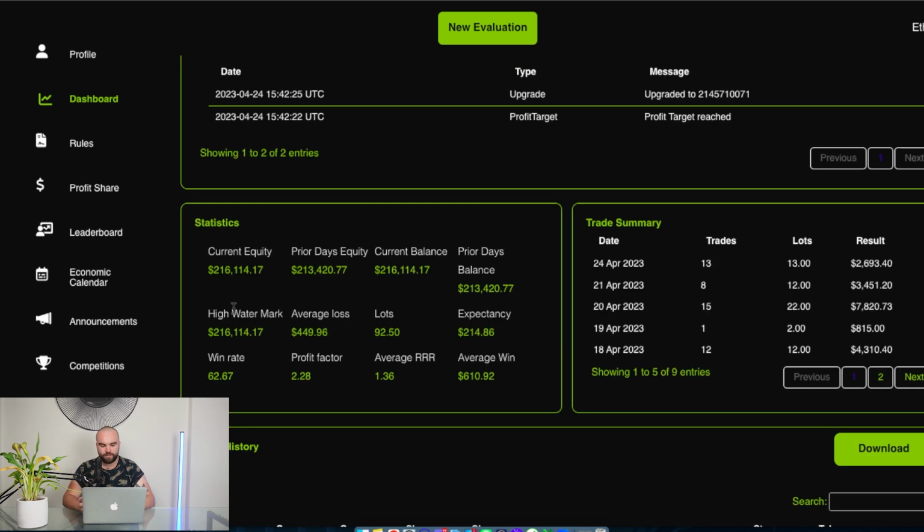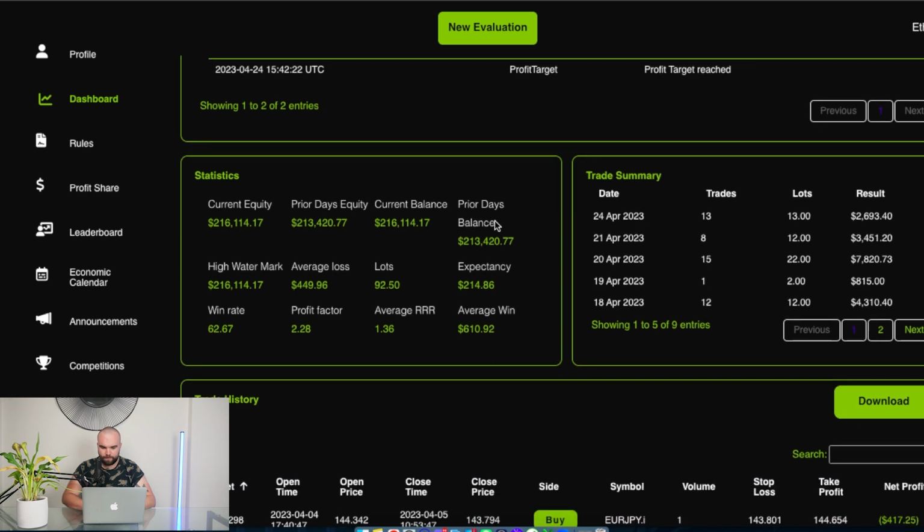Now you can see some of the statistics as well. You can see the win rate was 62% this time around. Because of that little losing streak, my average loss was $500 and my average win was $600. And then you can also see the day before I passed, I was on 213, and then obviously when I passed, I was 216, which is 8%, which is the goal for phase one.